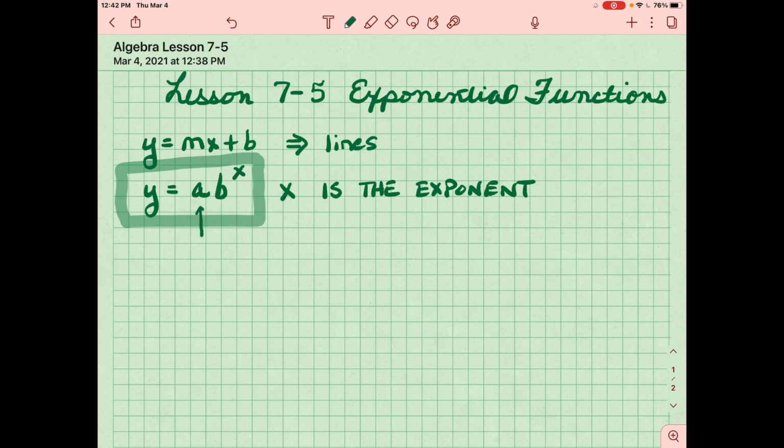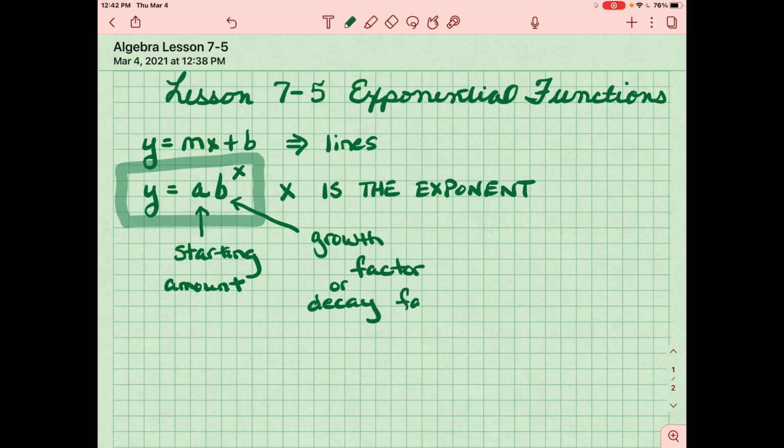A is going to be a starting amount. B is going to be a growth factor, or actually a decay factor. I don't know if we usually call it that, but it might be growth or it might be decay. And then x and y are variables just like normal.